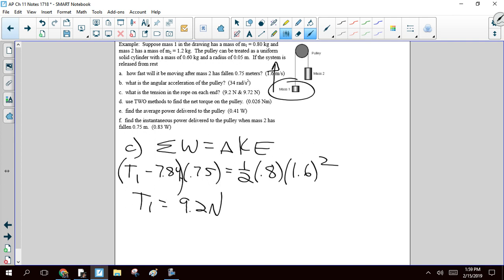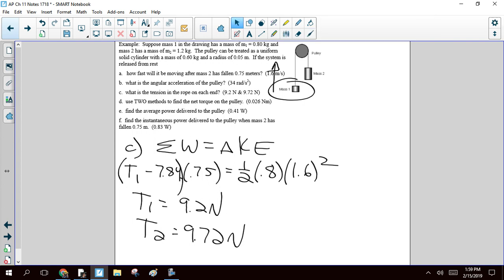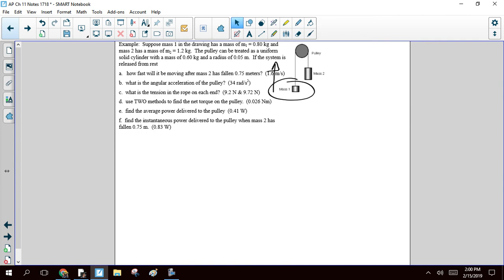All right, and then you can repeat a similar process for the other rope and find out that tension number 2 is 9.72 newtons. Okay, or you can go back and do net force equals net force like we've been doing since the beginning of the year. Okay. All right, part D says use 2 different methods to find the net torque on the pulley. Boom. So here we go.